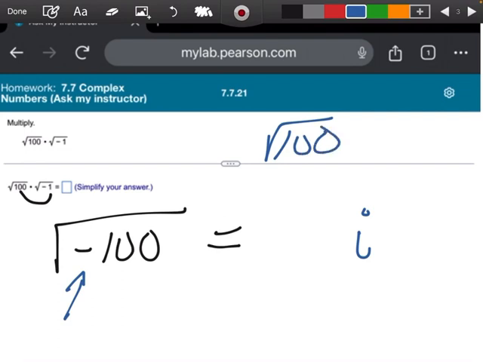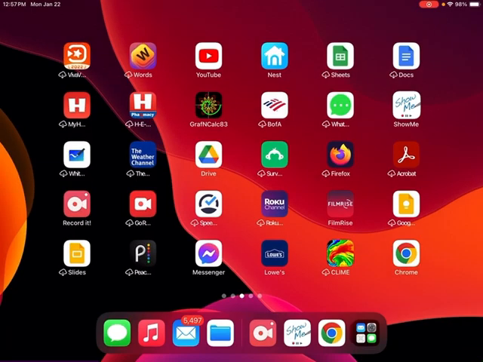So, y'all, one thing that we could do is pull up our multiplication table, right? And so let me go ahead and do that for you guys so you can see what I'm looking at.